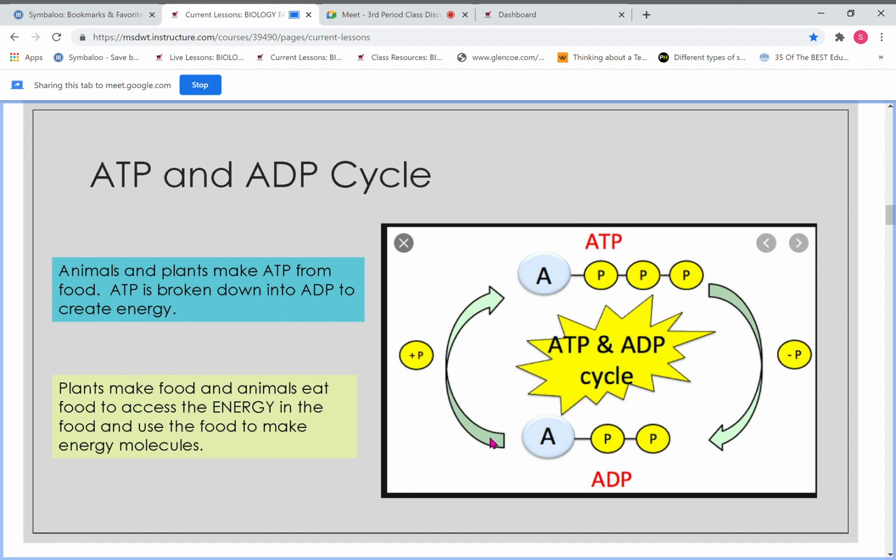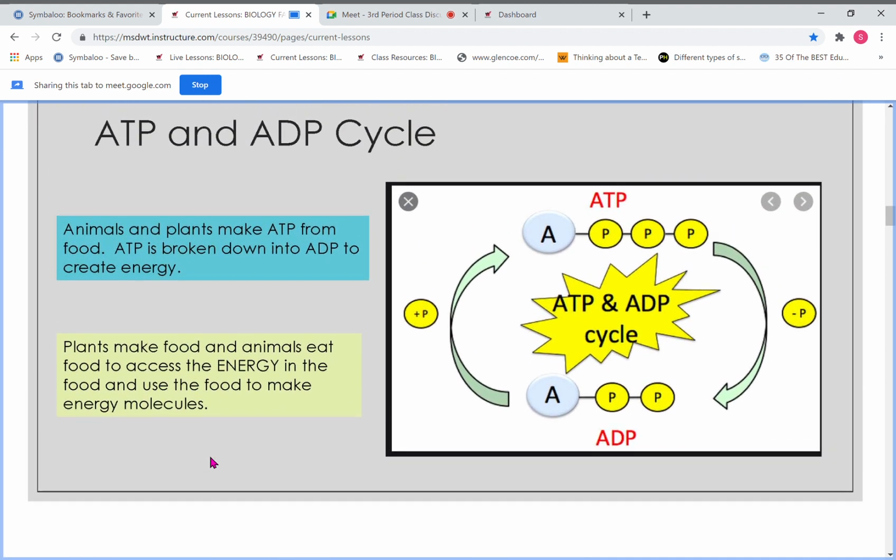So when we talked about this before, we know that respiration makes the ATP. One of those phosphates falls off, which then gives us ADP, which is what creates the energy. And then we go back through the cycle making more ATP, dropping off a phosphate, and having ADP, which is the energy created. So on and so forth. That cycle continues. Plants make food and animals eat food to access energy in the food and use the food to make energy molecules. So those are very important.